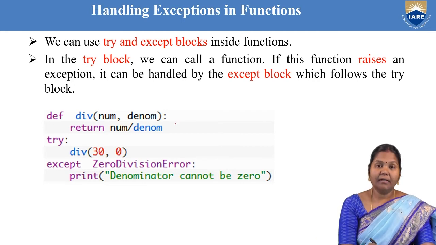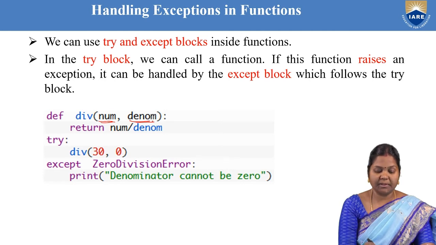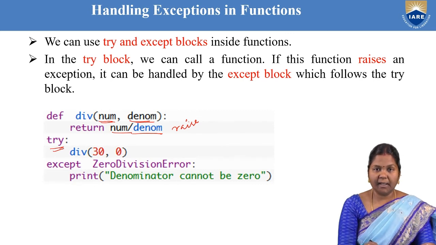See over here, we have a function called division, def division, which takes two arguments. One is the numerator and one is the denominator. It takes two arguments and returns the numerator by denominator. While doing the numerator by denominator, if it raises an exception, then we have to go for the try block.